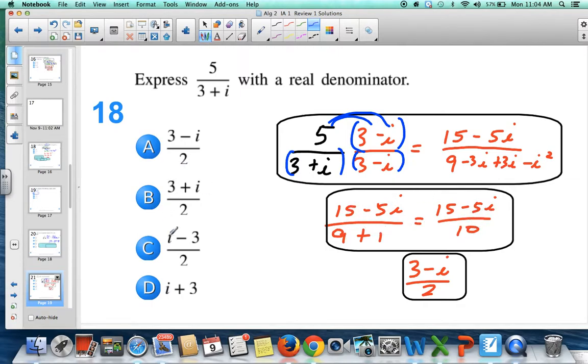Now, that's not one of our solutions here, because we have to reduce. Now, when we reduce binomials over monomials, we have to divide the same thing into all three terms here. So we divide each of these by 5. 15 divided by 5 is 3. 5 divided by 5 is 1. 10 divided by 5 is 2, and that's what we get for that one.